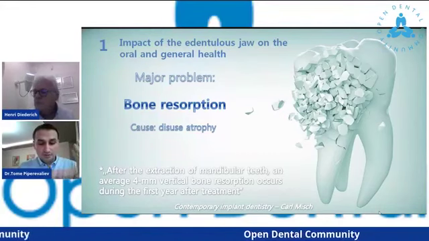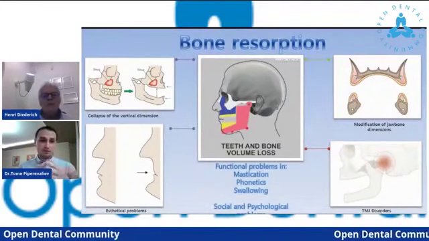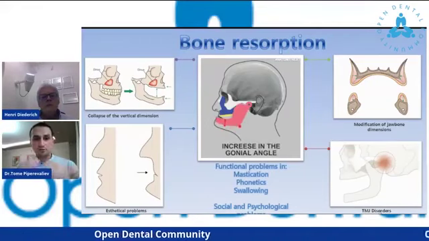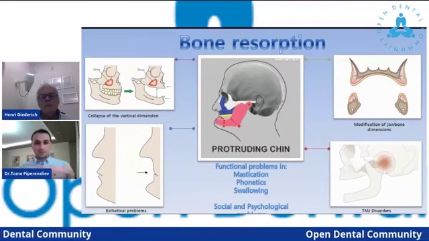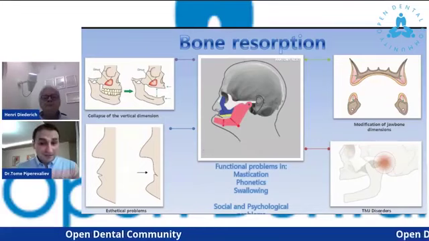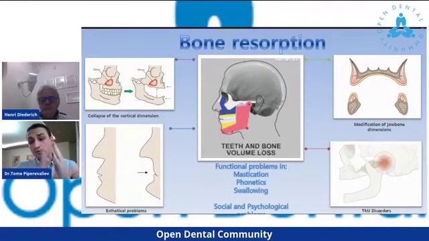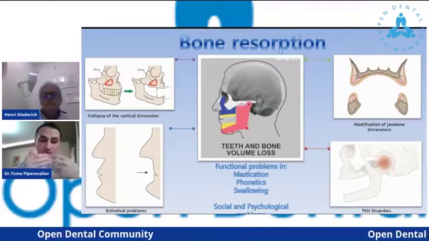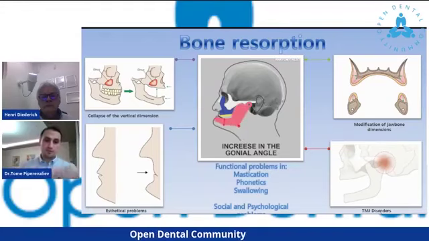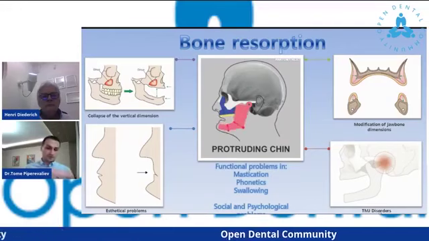Bone resorption as a major problem leads us to a lot of anatomical and functional problems, like collapse of the vertical dimension as a result of the lowering of the inferior third of the face, and a lot of aesthetical problems as a result of losing the support of the lips and teeth. But I'm sure that the most difficult problems are the disorders of the temporomandibular joint. And normally there are some functional problems in mastication, speech, swallowing, and social and psychological problems for our patients.